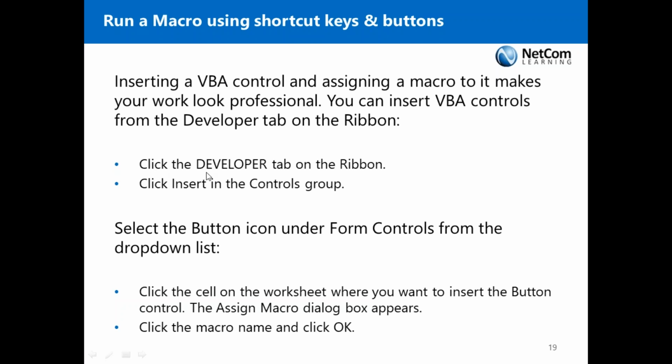To use them, you click on the Developer tab on the ribbon. You click Insert in the Controls group, and a list is going to display with all of the possible controls you're using. In this example, you select the button icon under Form Controls from the drop-down list. Then you click the cell on the worksheet where you want the button control inserted. The Assign Macro dialog box appears. Click the macro name and click OK.